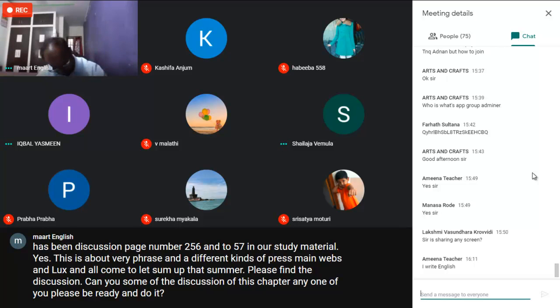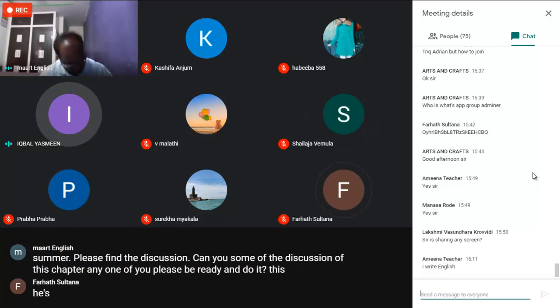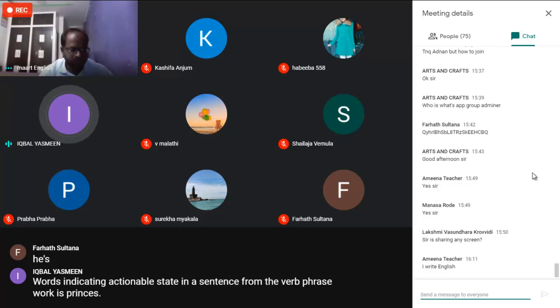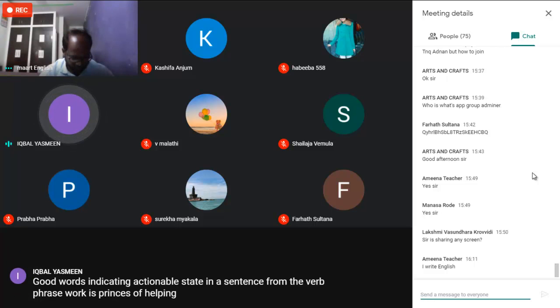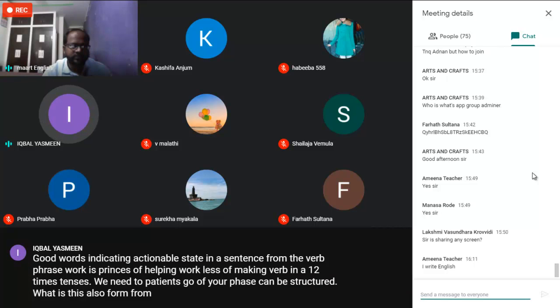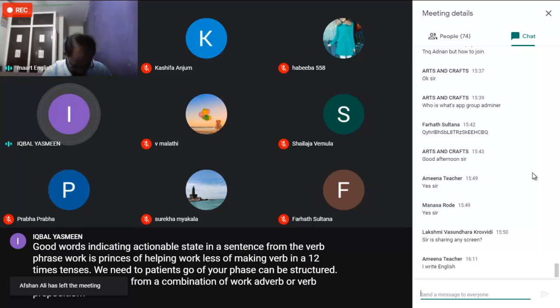Yes, sir. A group of words indicating action or state in a sentence is called a verb phrase. A verb phrase consists of a helping verb plus a main verb. In the 12 kinds of tenses, we see 12 variations of how a verb phrase can be structured. Verb phrases also form from a combination of verb plus adverb, or verb plus preposition. Phrasal verbs have the structure verb plus preposition and they have idiomatic meanings.